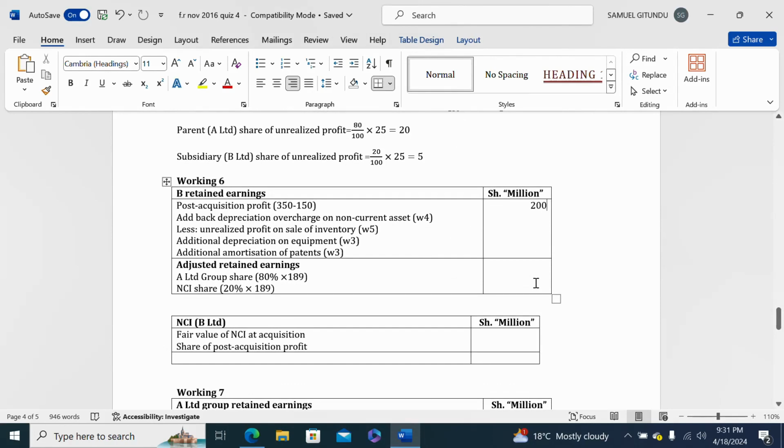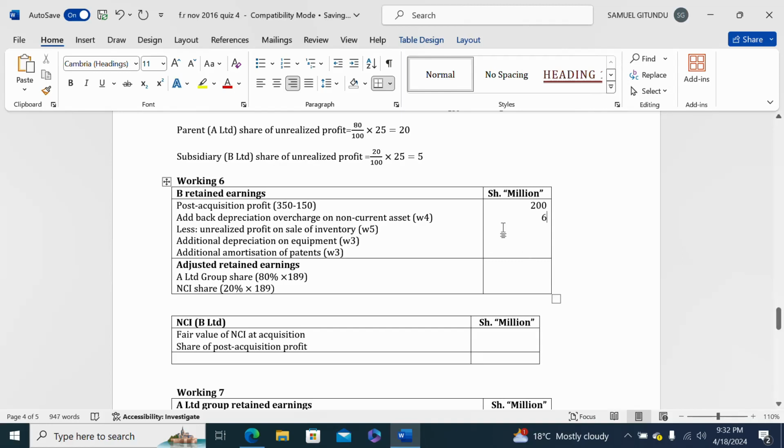if expenses have been overcasted, it means that our profit is undercasted. So to rectify that kind of an error, you add back that expense to the profit. In this case, the depreciation is overcasted, which means that the profit was undercasted. So we add back that depreciation overcharge of 6 million.